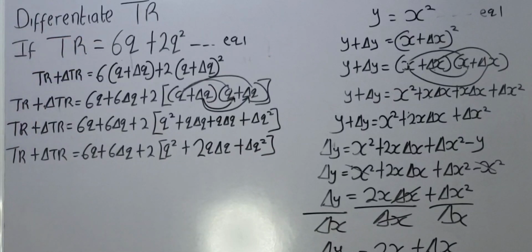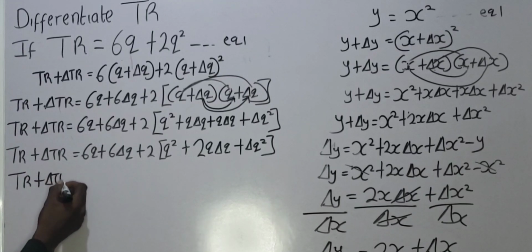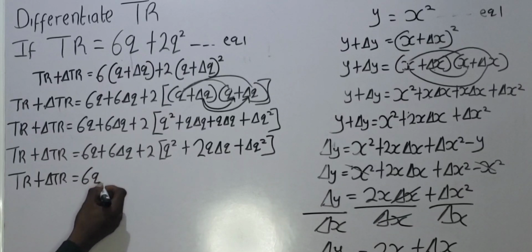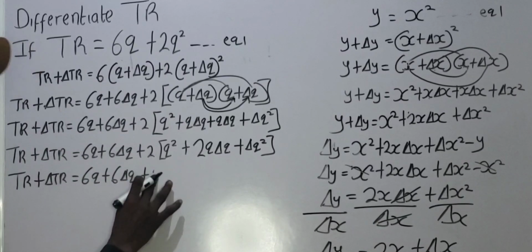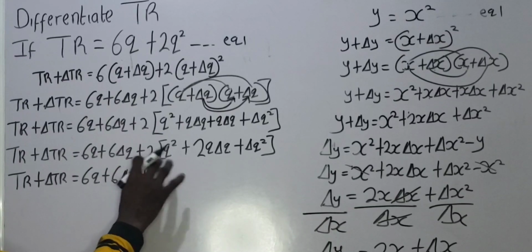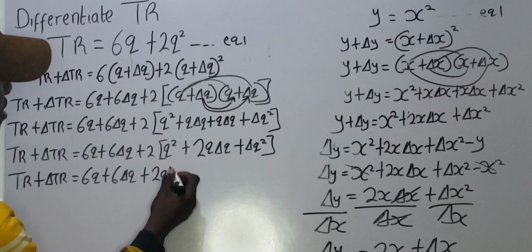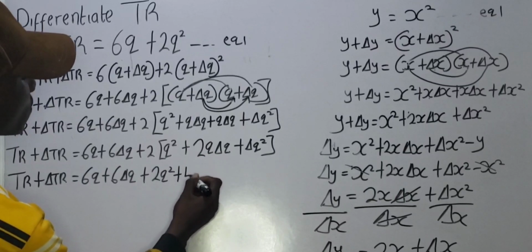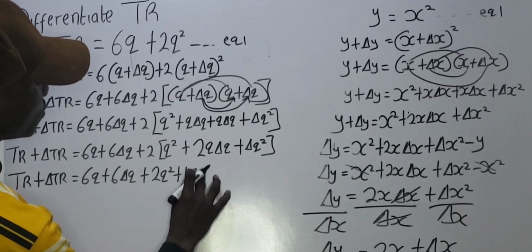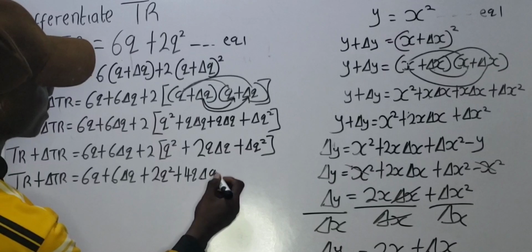Please just pay attention. You are going to understand this. It is very simple. Okay, now I'm going to have tr plus delta tr is equals to 6q plus 6 delta q plus, open the bracket with 2. 2 multiplied by q squared, that is 2q squared. 2 multiplied by 2q delta q, that is plus 4q delta q. Okay, plus 4q delta q.